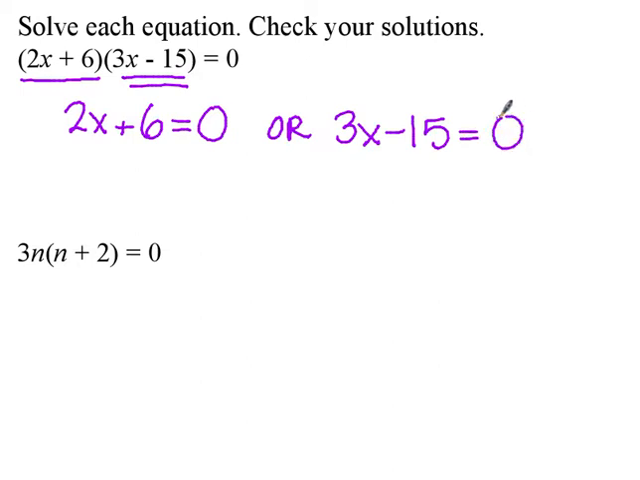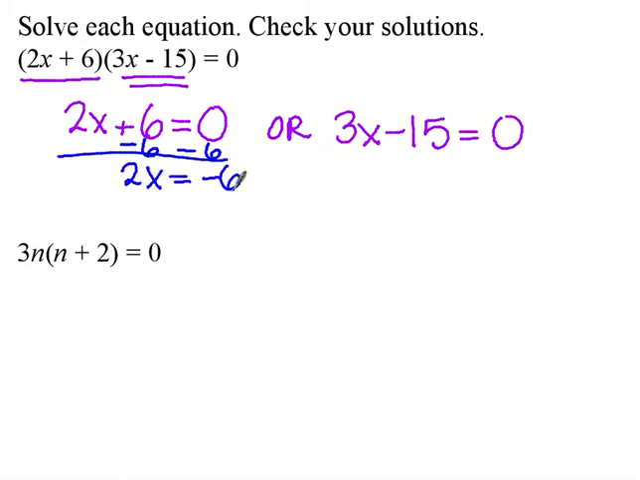Right? Because if you think about it, in order to get something to equal 0, it either has to be like 0 times 3 or 3 times 0. And so that's what we're doing here. All we need to do is solve each of those equations, and those will be our solutions. So to solve that, I'm going to subtract 6. Right? So I end up getting 2x equals negative 6.